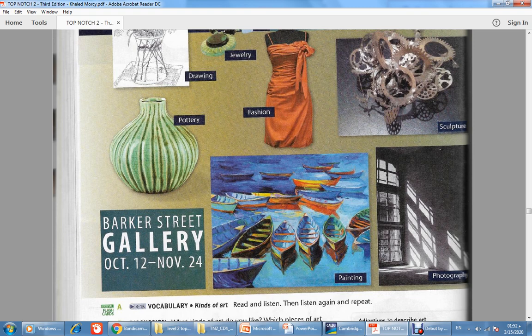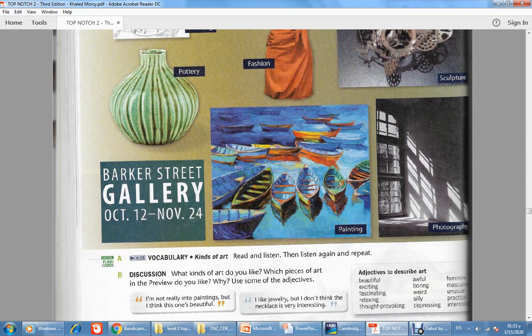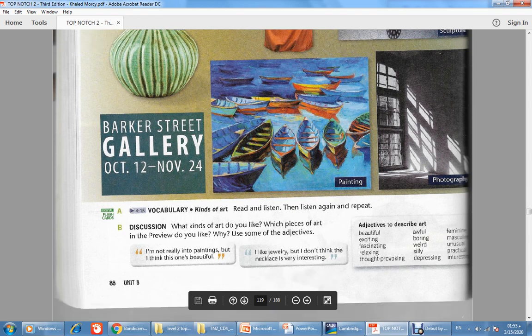Okay, pottery. This is the British pronunciation. The American one, pottery. Okay, that's fine. صناعة الأواني الفخارية. Sculpture, فن النحت. And here the last one is photography. Photography, taking photos using the camera, yeah. التصوير الفوتوغرافي. These are the kinds of art that we have in our lesson.